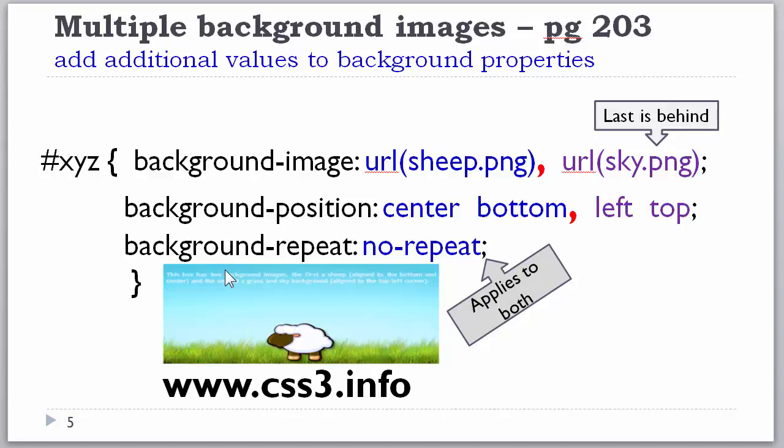But notice, for example, we have a background repeat property, and here it is set to no repeat. We only have one value. This value, no repeat, will apply to both the sheep background and the sky background. However, that is the effect we want.